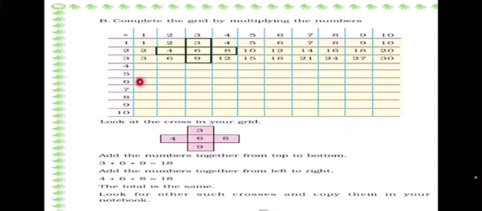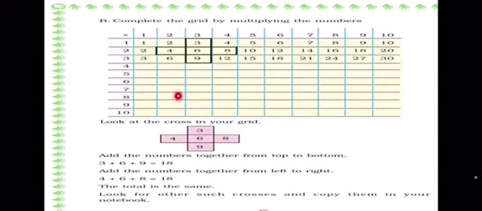So basically in this grid you are actually writing the multiplication tables. So now 5. 5 ones are 5, 5 twos are 10, 5 threes are 15, 5 fours are 20, 5 fives are 25, 5 sixes are 30, 5 sevens are 35, 5 eights are 40, 5 nines are 45, 5 tens are 50. 6 ones are 6, 6 twos are 12, 6 threes are 18, 6 fours are 24, 6 fives are 30, 6 sixes are 36, 6 sevens are 42, 6 eights are 48, 6 nines are 54, 6 tens are 60.